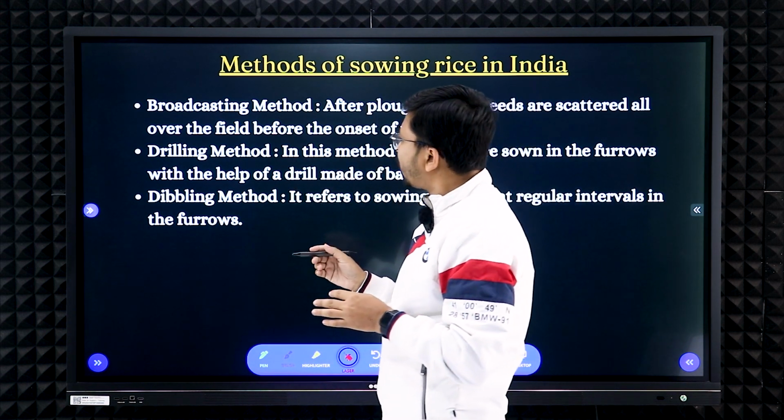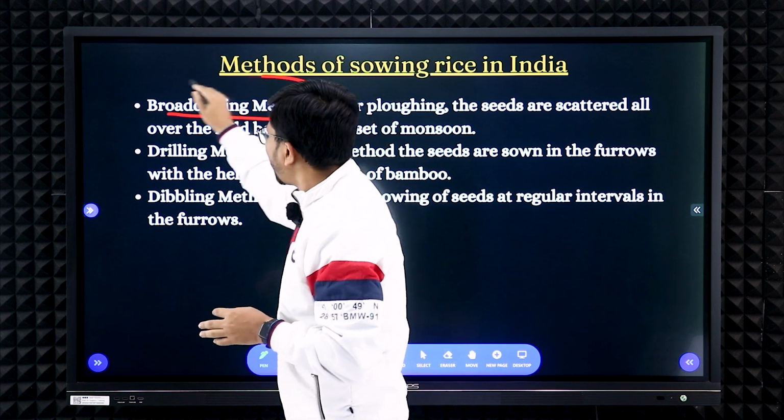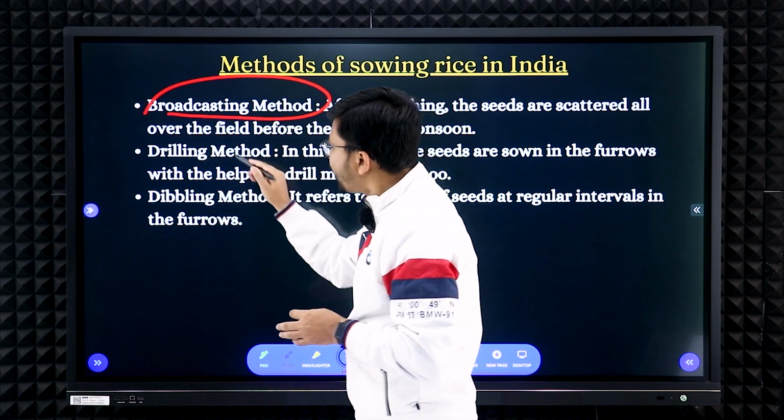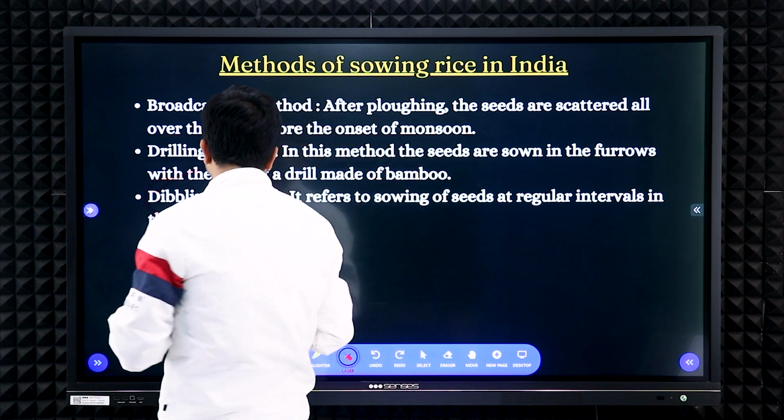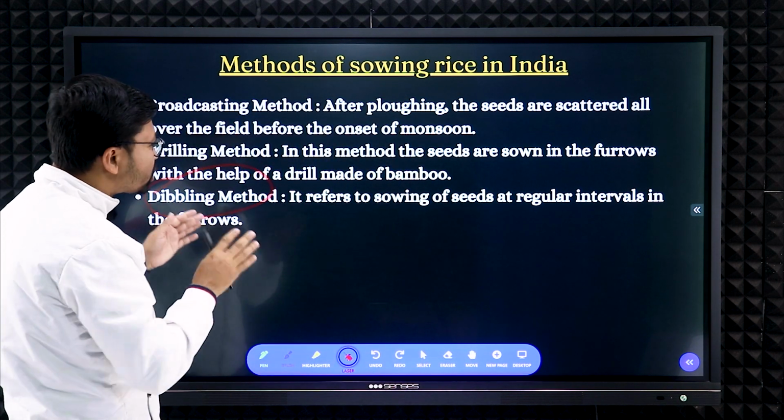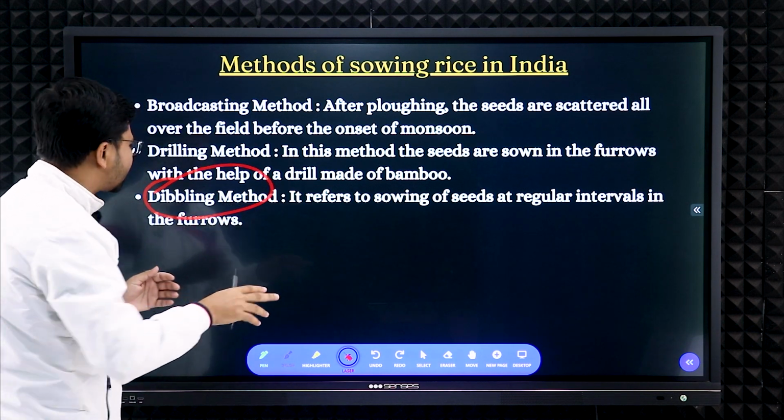Those are the key terms. What are those? The broadcasting method, right? Next one, the drilling method. And the third one is the dibbling method. Those are the important methods you need to know a little bit in detail, right?